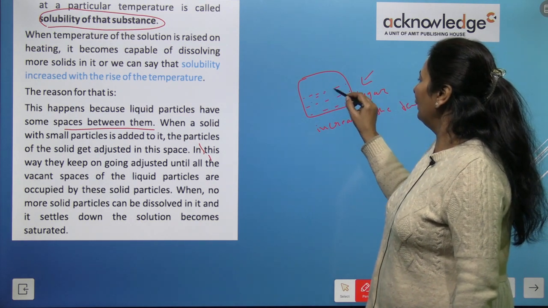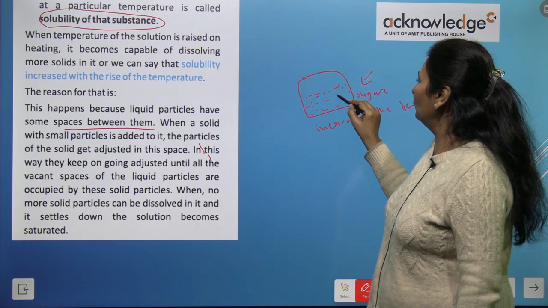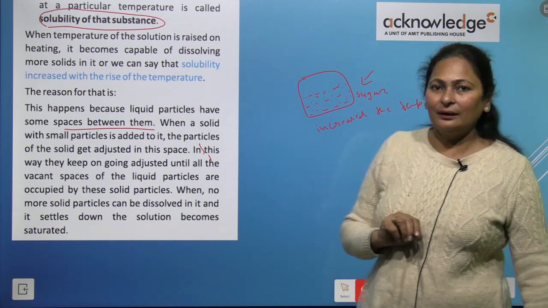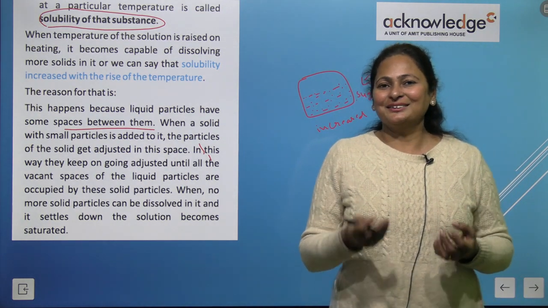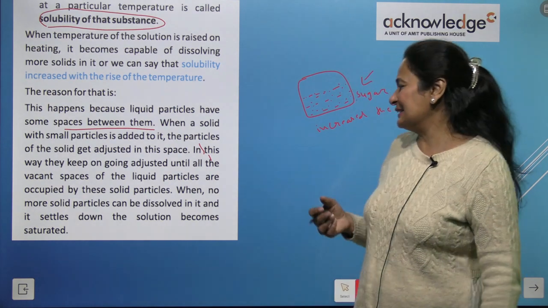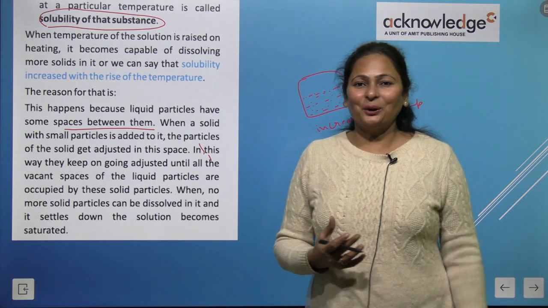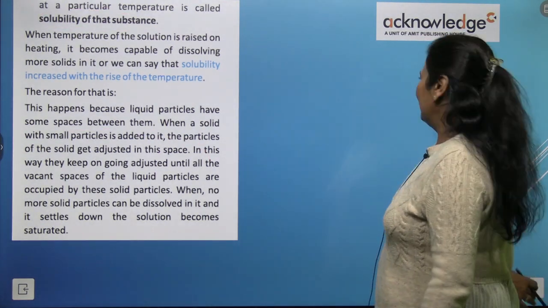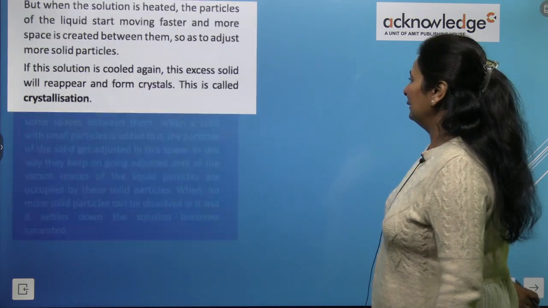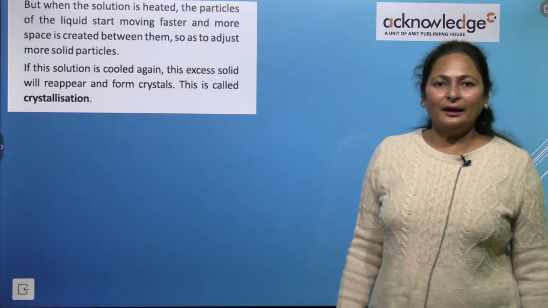What will happen? The spaces which are there, more sugar is added into them. But when it gets cooled down, you will find the crystals of sugar, which are not dissolved. So this is about crystallization. We have already done it, right?